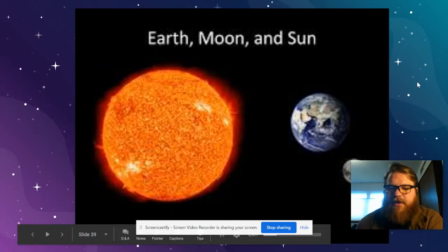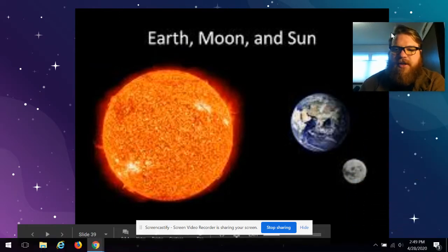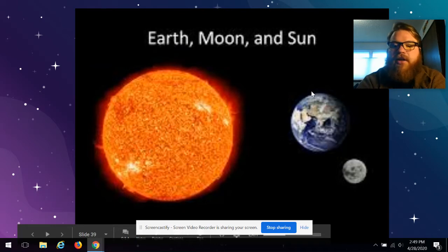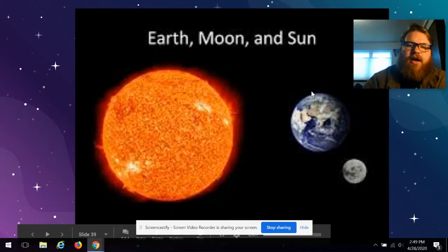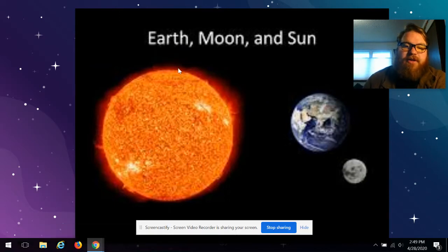To recap, so far we have looked into the size and scale of space and our solar system, especially the Earth, the Moon, and the Sun, and how they have different sizes and different distances from each other. We talked about how the Moon is smaller than the Earth, how the sun is much, much more massive than the Earth. In fact, a couple million Earths could fit into the sun. How the moon is pretty far away, but not nearly as far as the sun.